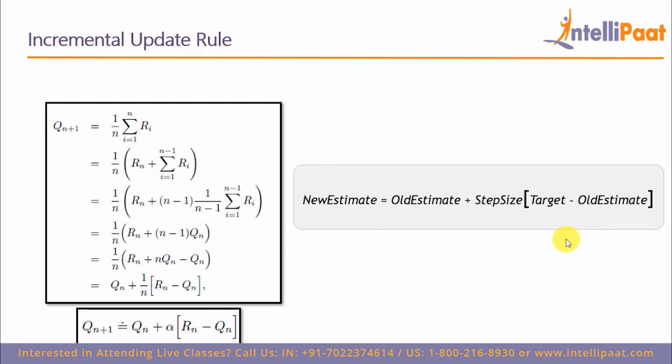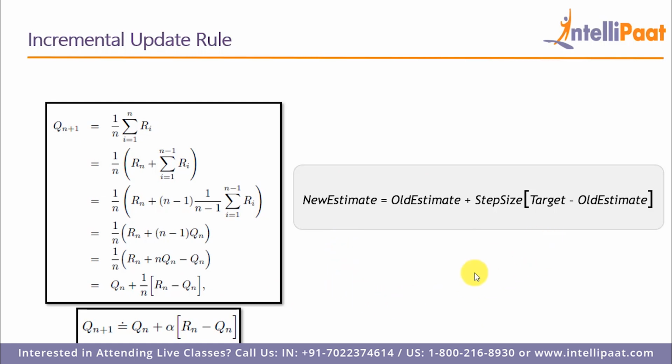In this equation, the error in the estimate is the difference between the old estimate and the new target, and to reduce the error we will take a step towards the new target, and that will create a new estimate. Here the target value is the new reward, and the size of this step is determined by your step size parameter and the error in the old estimate. So now we have an equation that we can use to update the action values incrementally without storing the previous values.